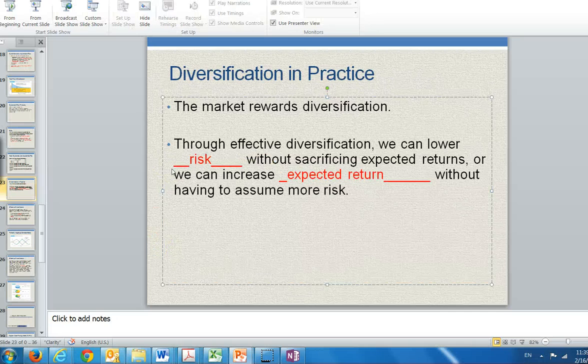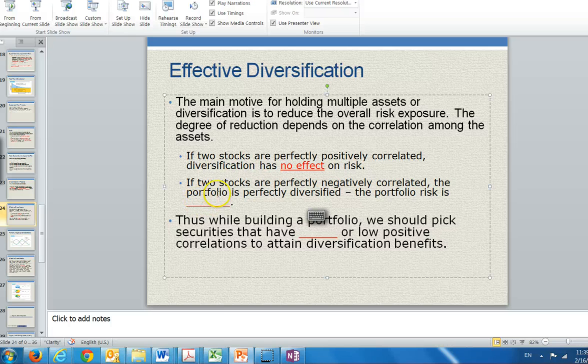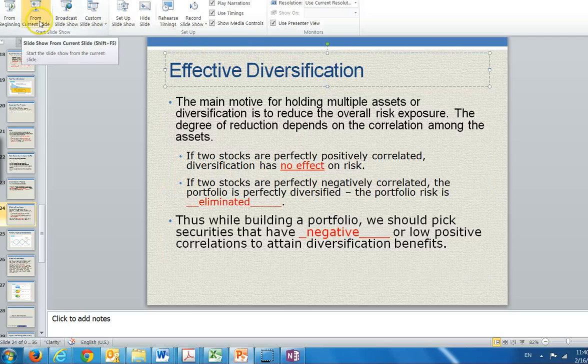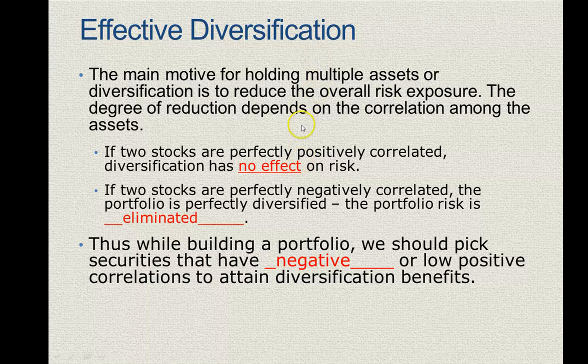So once we have that general idea, how can we fill in the blank here? If two stocks are perfectly negatively correlated, the portfolio is perfectly diversified. The portfolio risk is eliminated, right? It's like the swimsuit versus the umbrella company case. So while building a portfolio, we should pick securities that have negative correlation. As we said, it's better to have a negative correlation, or low positive if we cannot find negatively correlated stocks, to attain the best benefits of diversification.